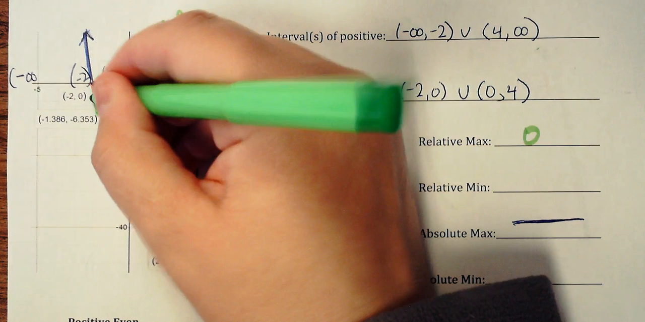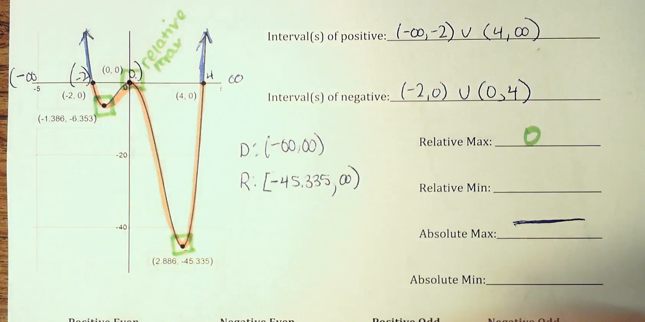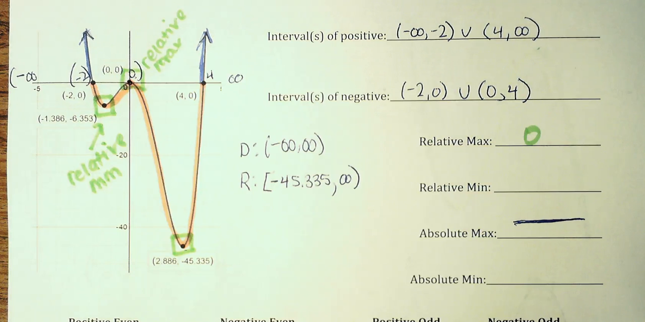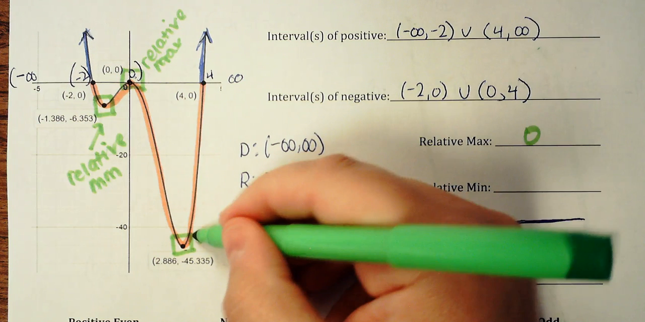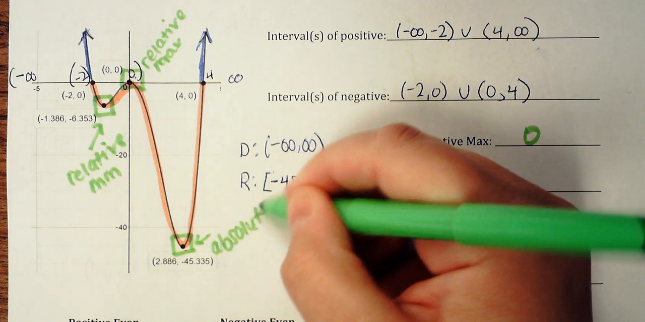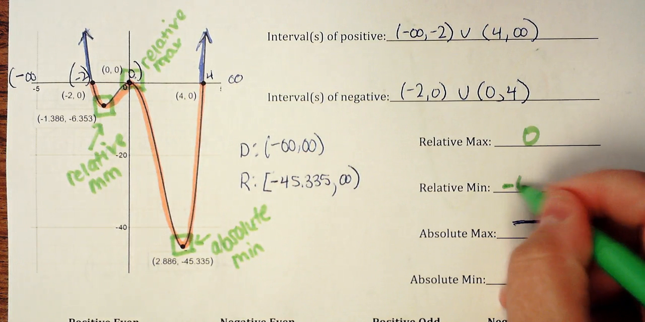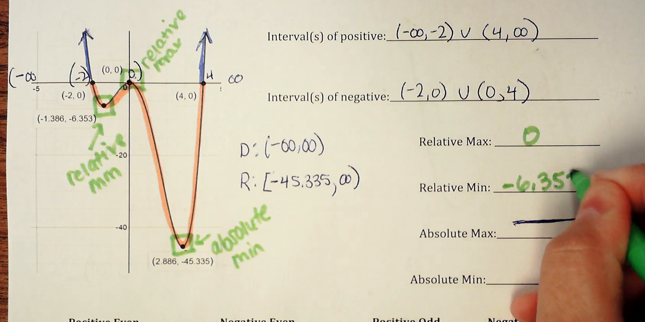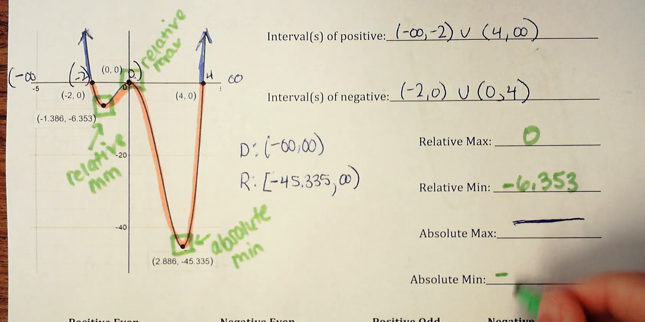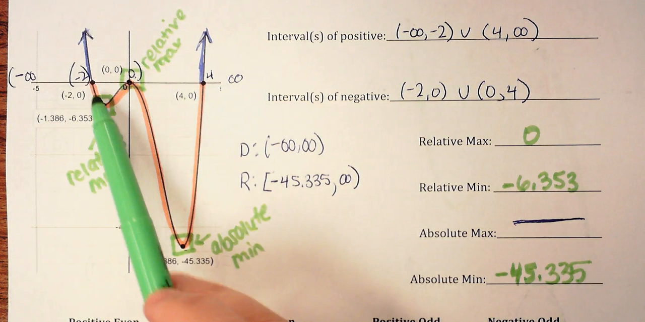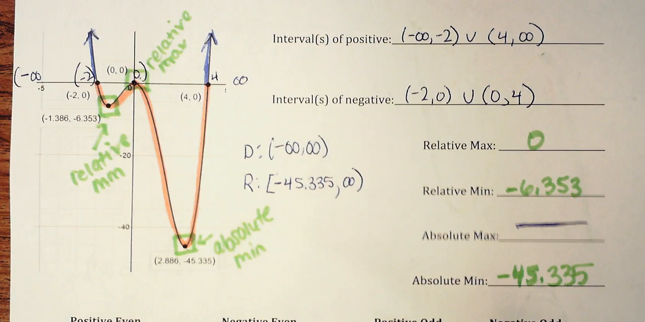Okay, now I'm going to look at two things here, this point and this point. This one is considered the relative minimum because I have this one here, which we're going to call the absolute minimum. So for your relative minimum, you're just going to write the y-coordinate of that point, that negative 6.353. And for your absolute minimum, that's going to be negative 45.335. Okay, so relative, we have two bumps at the bottom. The one that's not as low is the relative. The one that is the lowest, that's the absolute.